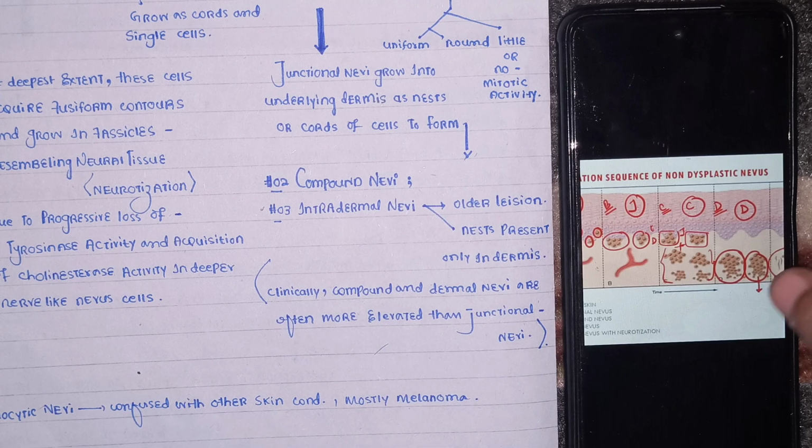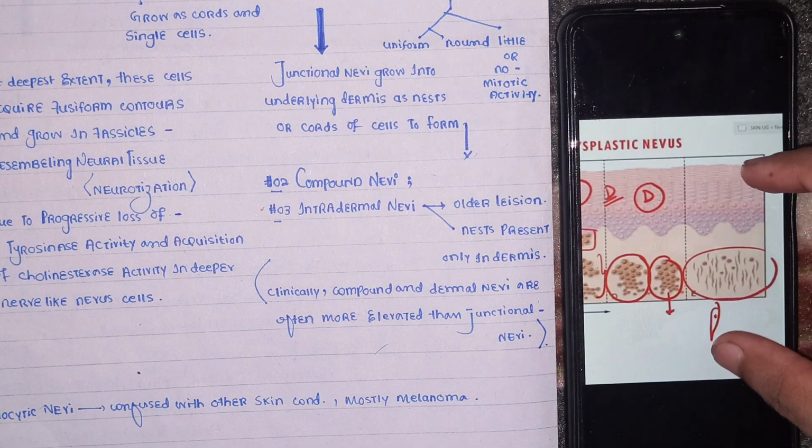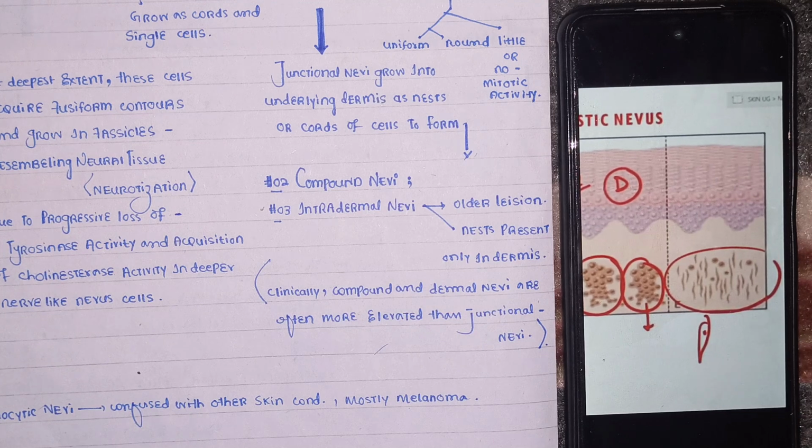And later, you see what happened. The cells are now not rounded anymore. With time, in the deeper layers, they turn like this, like a vesicle. Aren't they looking like a nerve vesicle? This is called neurotization of the melanocytes. This is called neurotization, when these round cells turn into this shape, looking more like a nerve vesicle.